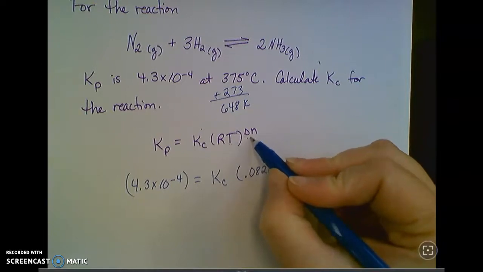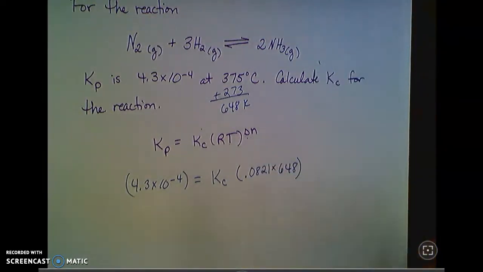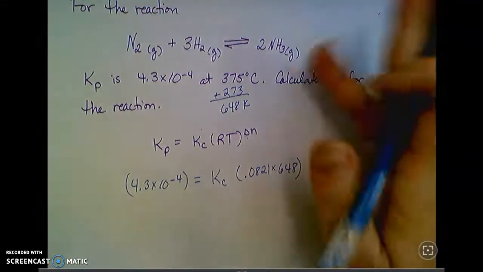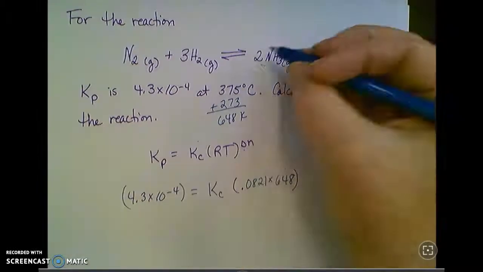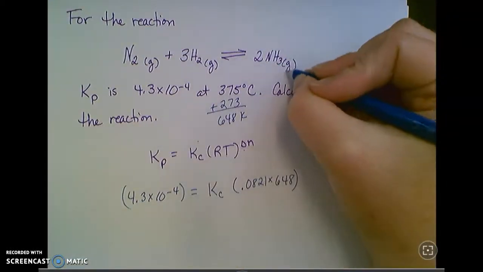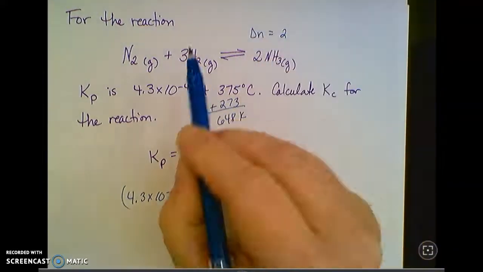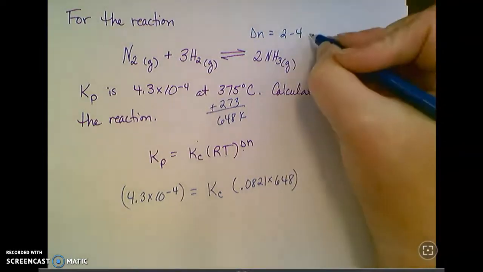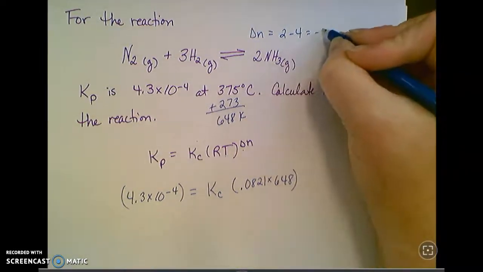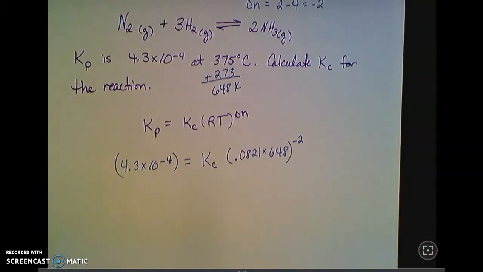And so delta N is the difference in the number of moles of gases between your products and your reactants. And the sign of this matters. It is products minus reactants. So I've got 2 moles of gas in my products. I've got 1 plus 3, which is 4 moles of gas in my reactants. So delta N here is -2.